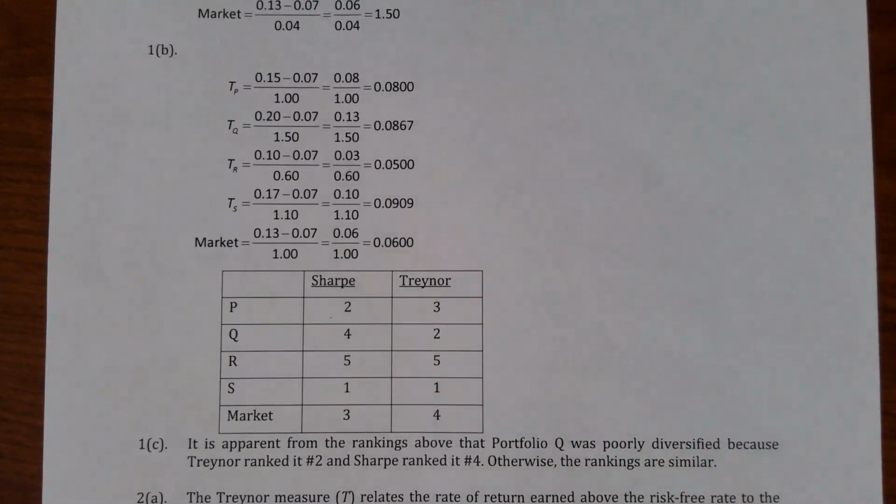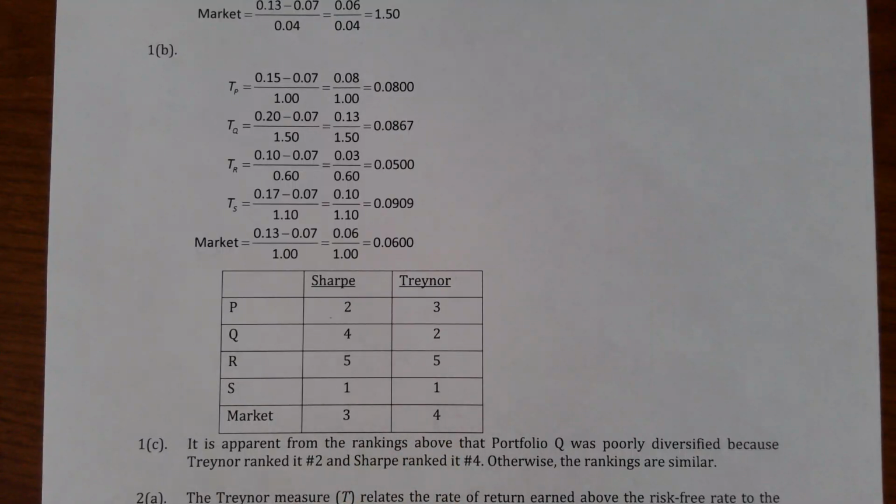We already ranked them. S was the clear winner under both of the techniques. Q was a surprise. It was underperforming the market on a risk-adjusted basis and almost next to last. Here it was next to first, right? R was fifth in both cases.